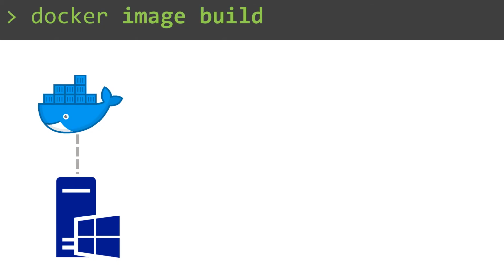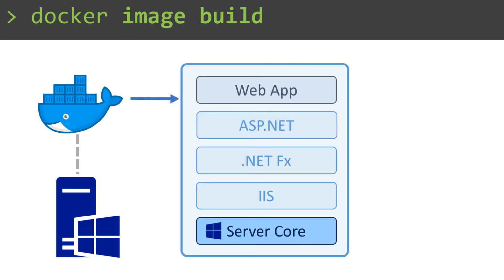Docker executes the instructions in the Dockerfile to build an image, which is effectively one big file that contains your entire application stack. That could be Windows, IIS, ASP.NET, and your own app all bundled into one portable unit.